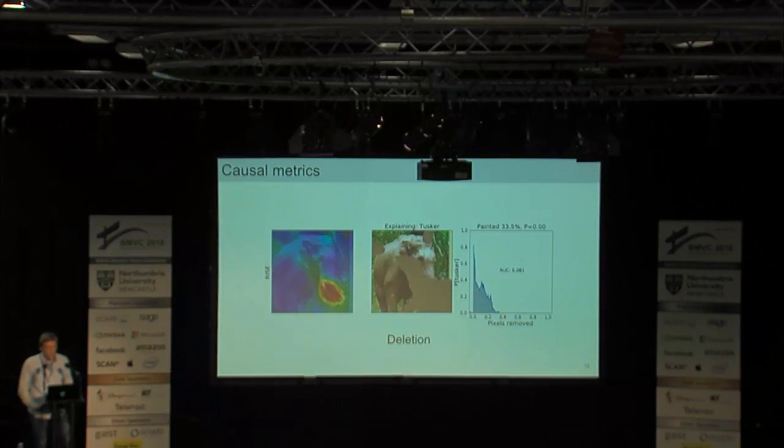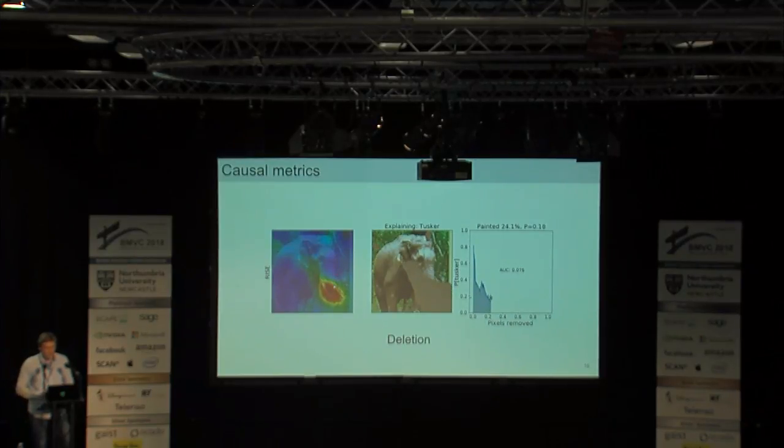So we introduced two metrics. First is called deletion, and the way it works is the following. You have an image of a tasker. In this case, it's a kind of elephant, and you have an explanation for the class tasker.